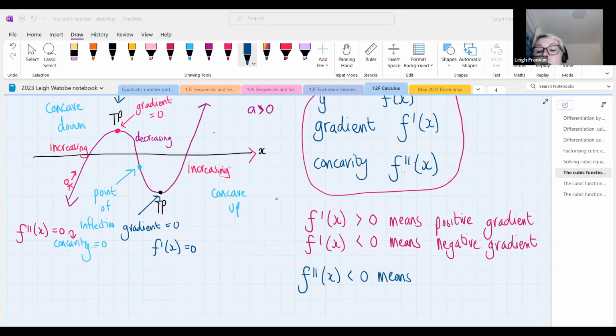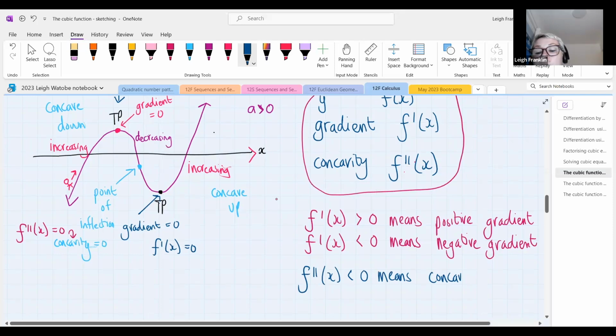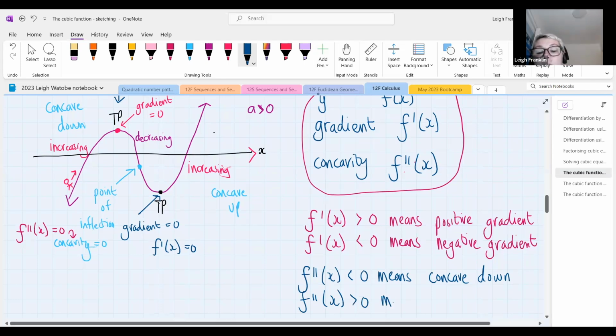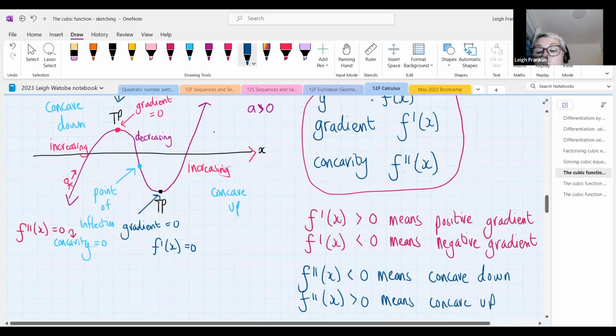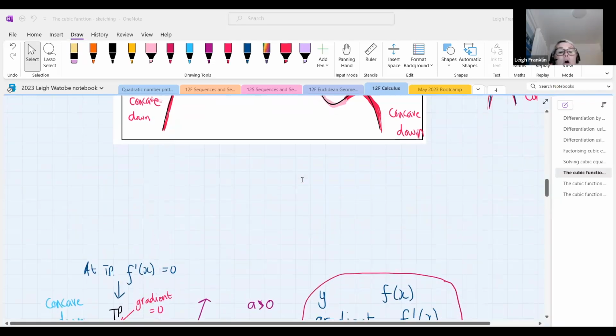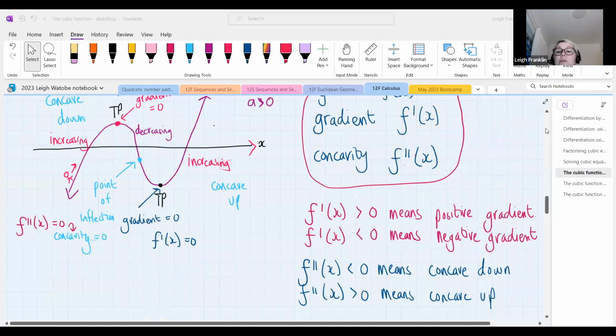Good. It means concave down. Well done, Matrix. And what does f prime prime x greater than 0 mean? That's it, Lindelwa. Okay, it means concave up. So we need to know this because they're going to use those symbols in the questions that they are asking us. All right, so we need to know what all of that means. Well done, Matrix. Lovely.